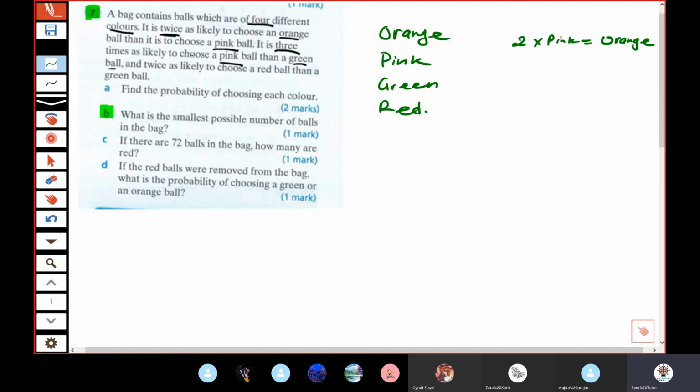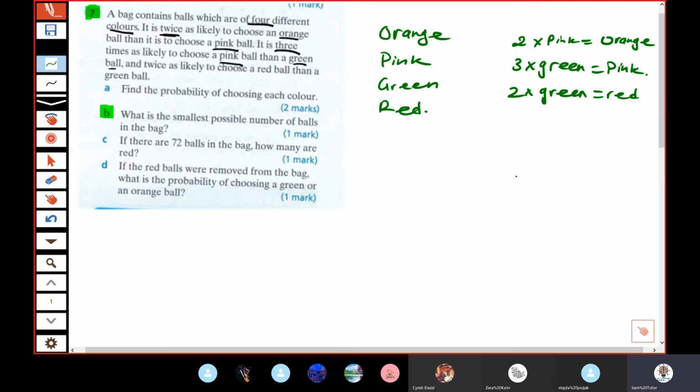It is 3 times likely to choose a pink than a green ball. That means 3 times green is equal to pink. So pink is more likely. So 3 greens, which is less likely, must equal 1 pink. And twice as likely to choose a red than a green. All right, again, twice likely to choose a red than a green. That means red equals 2 times green.